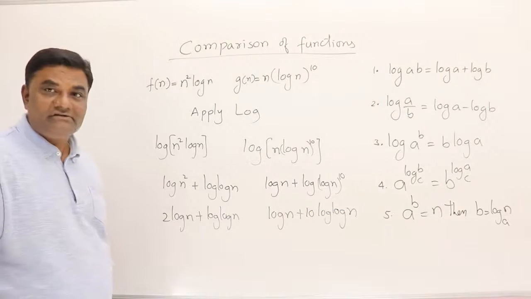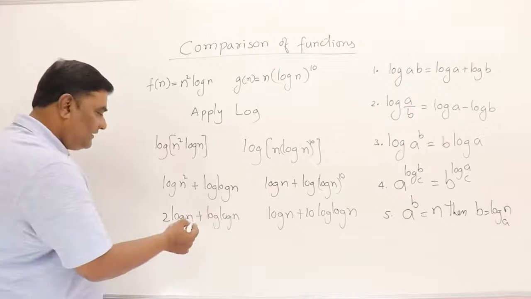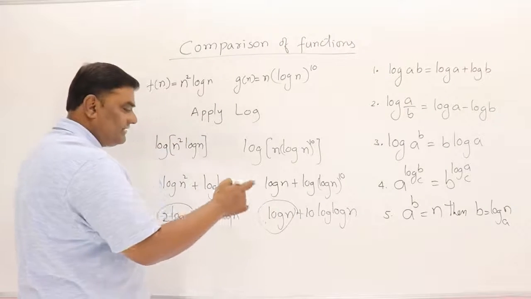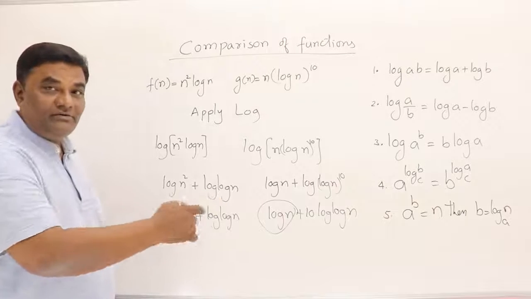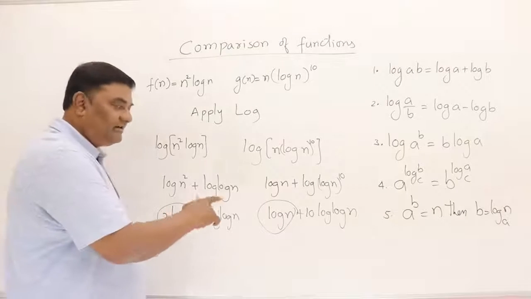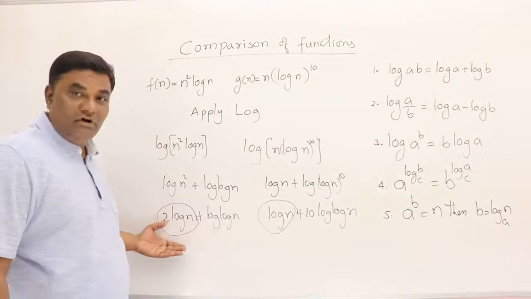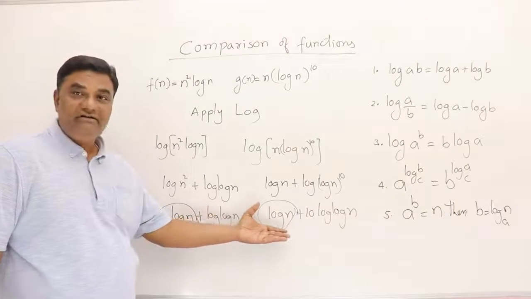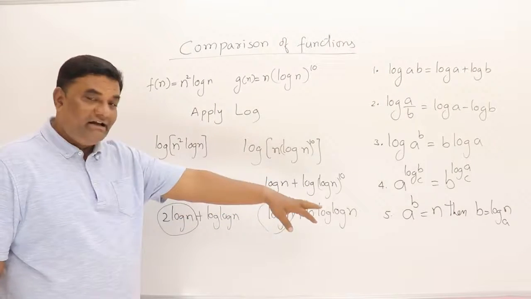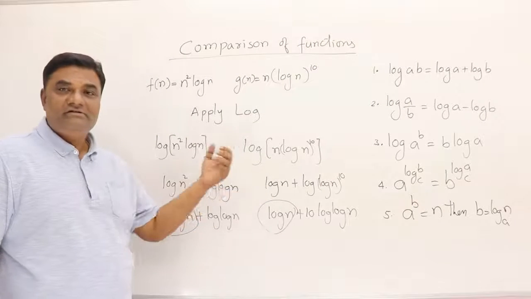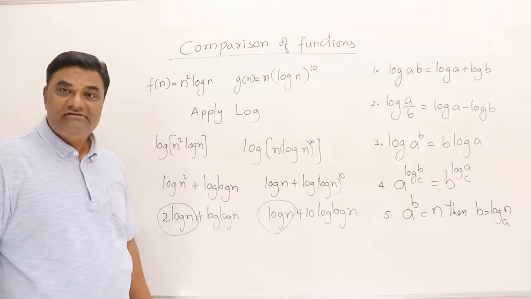Now check this. This is the bigger term on that side. Now if you check the two bigger terms, this is 2 log n and that is just log n. So definitely 2 log n is greater than this one. Now that is 10 log of log n and this is just log of log n. So that is a smaller value, log of log n is a smaller value.